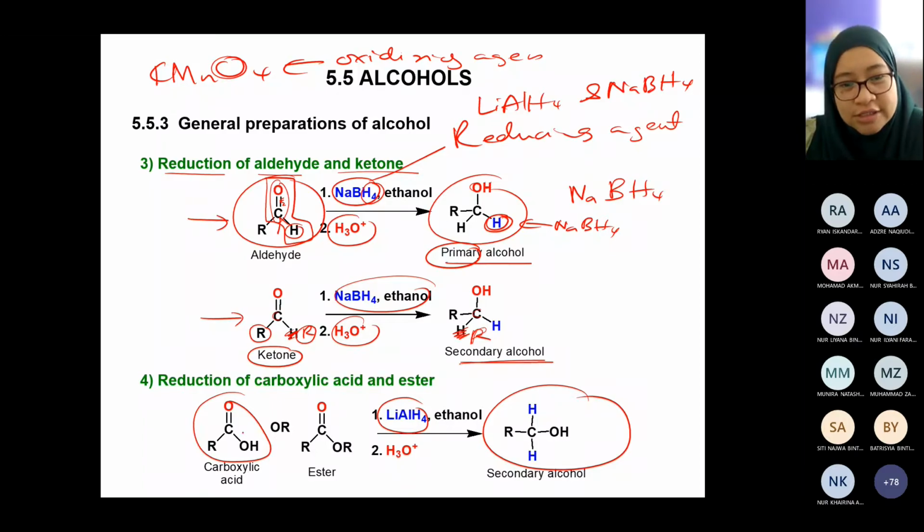Right, so when you reduce this, yang mana ada O tu, okay, dia akan break, you akan tambah OH dekat situ. Bukan. Remain the OH, so kick out the oxygen. So dia akan jadi secondary alcohol. Okay, dia akan jadi secondary alcohol dekat situ. Same goes for ester. Okay, it will also form the secondary alcohol. Okay, ini all the best. Okay, mudah-mudahan you boleh memorize lah. Okay, alright.